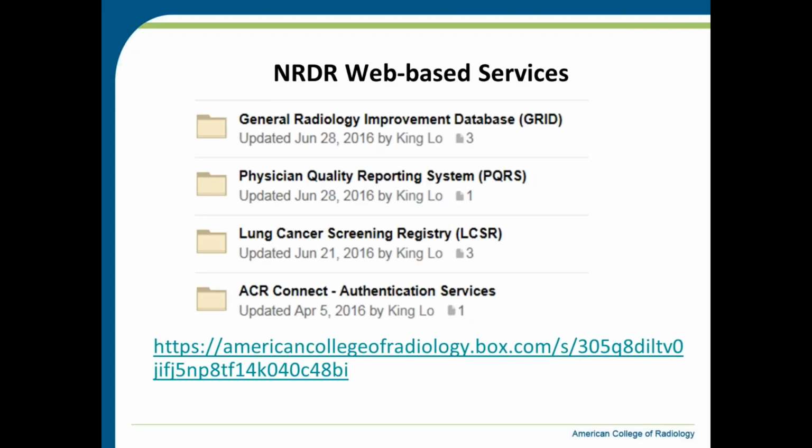Just want to give all you guys a little bit more information about the web-based services. Like I said, the grid, lung cancer screening, and the PQRS measures are supported by web-based services, and you will want to start the process through our ACR Connect, that's our platform for communication. Right now, everybody's probably familiar, we have a box site where you can log in and download the files, as well as the process to start the authentication service for submitting data to ACR.